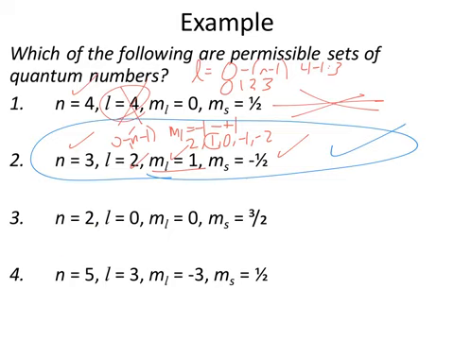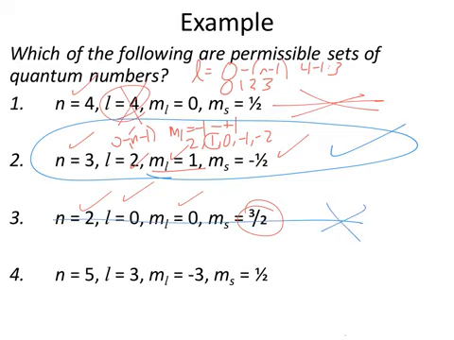Now let's look at the third one. n is equal to 2. Okay, that's fine. If n is equal to 2, remember that L was equal to 0 to n minus 1. So L being 0 works as well. ml, when we look at this one, remember that ml is equal to negative L to positive L. So if L is 0, that automatically is 0. So that works. The problem with this is that we have a 3 over 2 spin, which is not allowed. So this is not a permissible set at all.